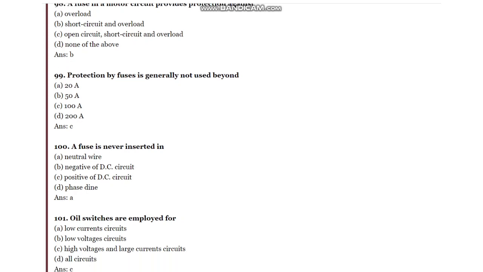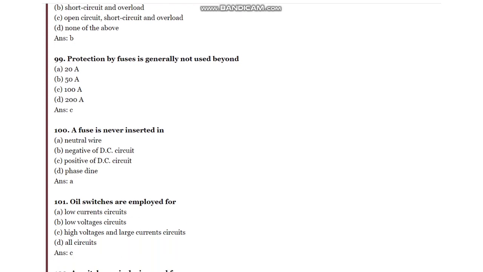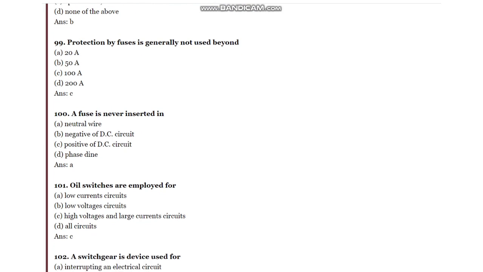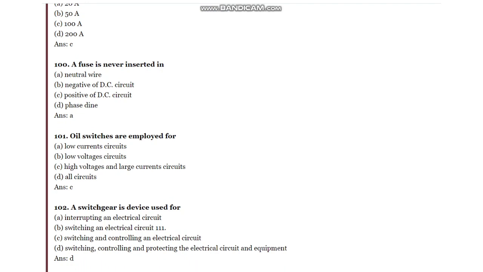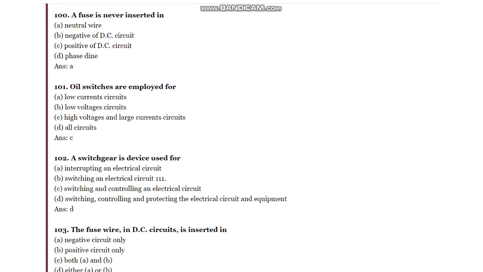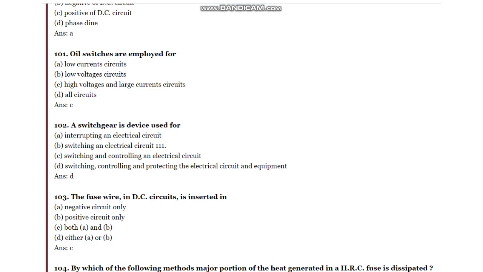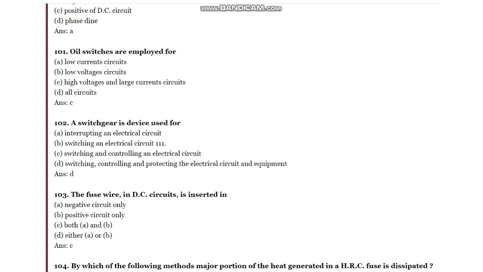Question number 99 is protection by fuses is generally not used beyond C, that is 100 ampere. A fuse is never inserted in neutral wire. Oil switches are employed for what? They are employed for high voltage and large current circuits.